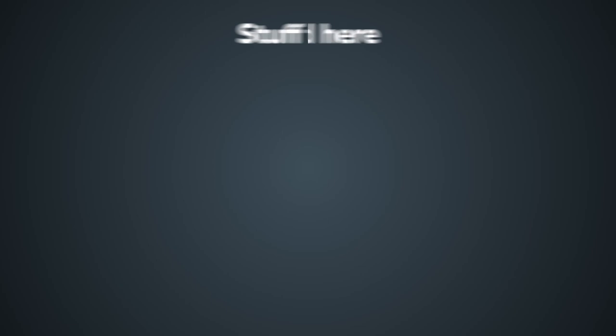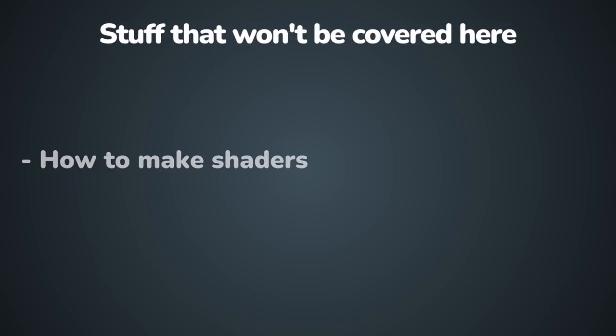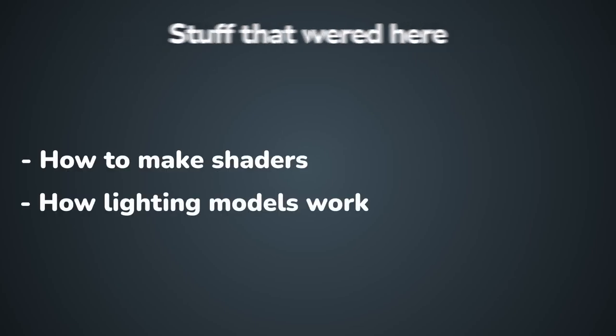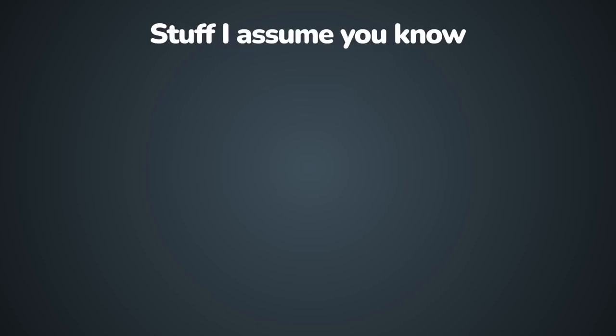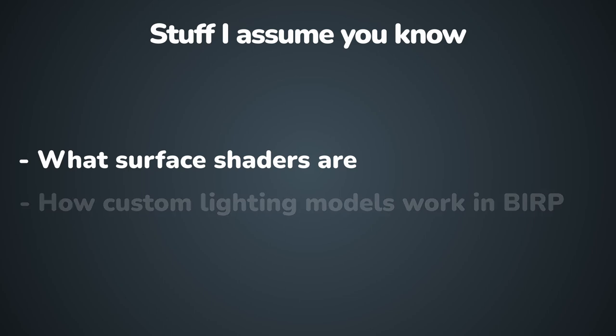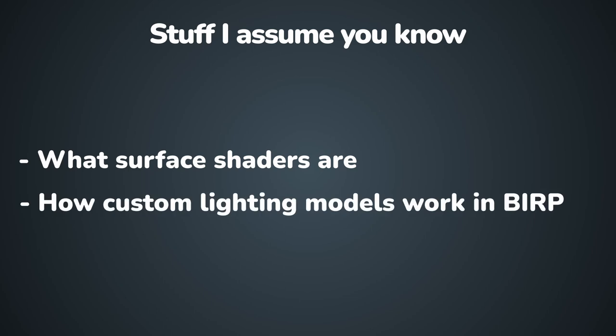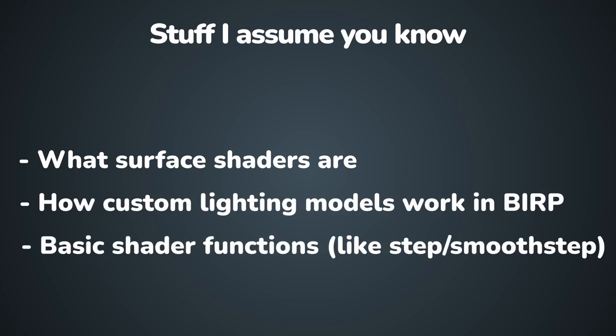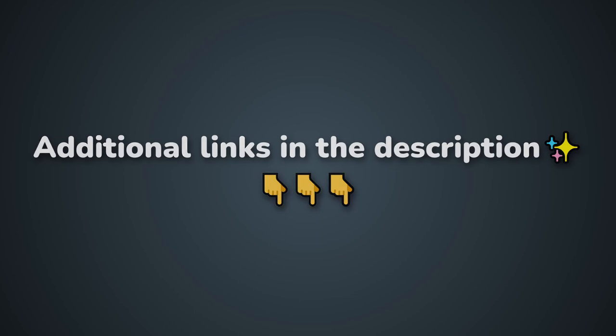Since this is just a breakdown, I won't go into too much detail regarding shaders or how lighting models work. That being said, I will assume that you're familiar with what surface shaders are, how lighting models work in the built-in render pipeline, and basic shader functions like step and smoothstep. If you're not familiar with those, looking up more info about those individual elements will certainly clear some things up. I will also include some links in the description for you.